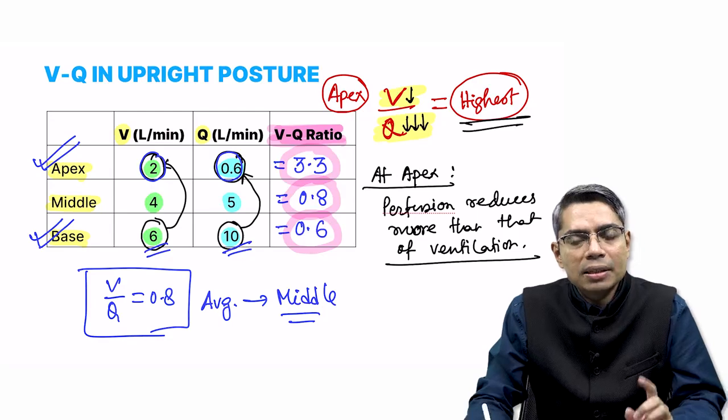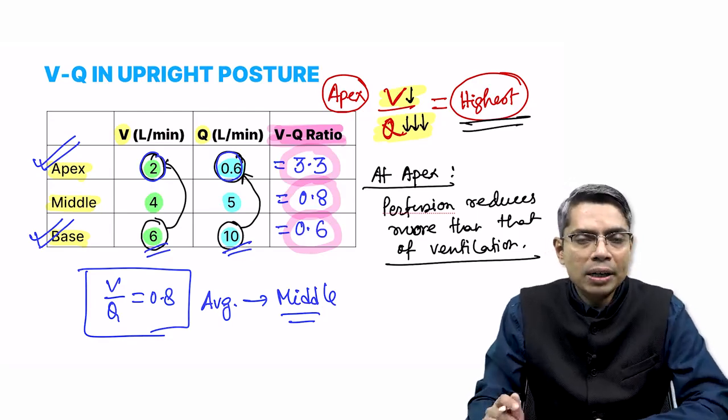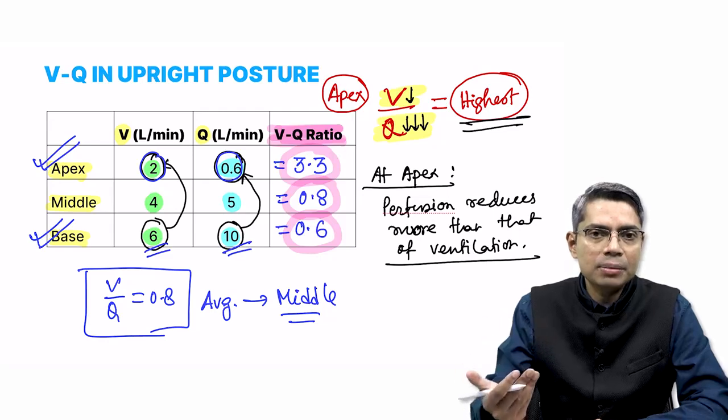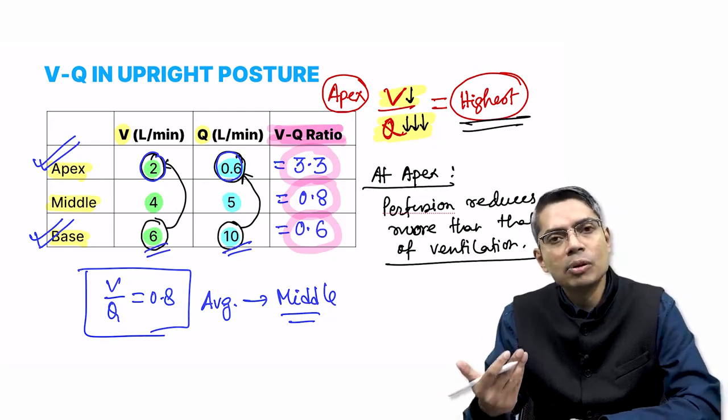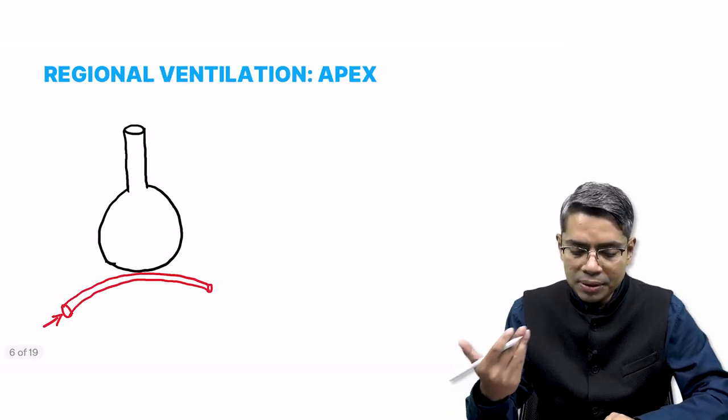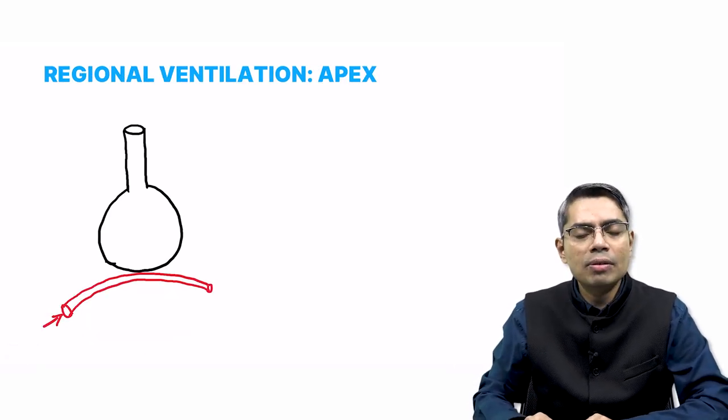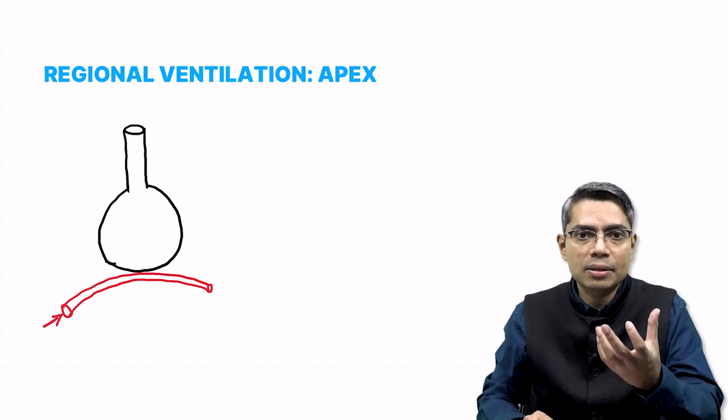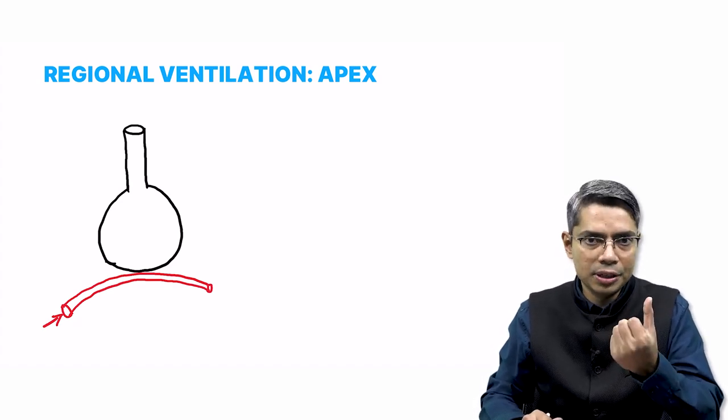Now after understanding the different VQ ratios, we have to understand what the relationship is between VQ ratio and alveolar gas composition, that if the VQ ratio is changing, what will happen to the composition of the gases of the alveolar region, right?